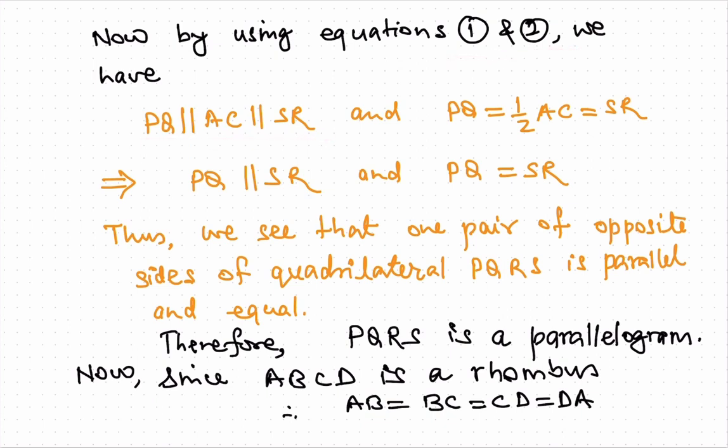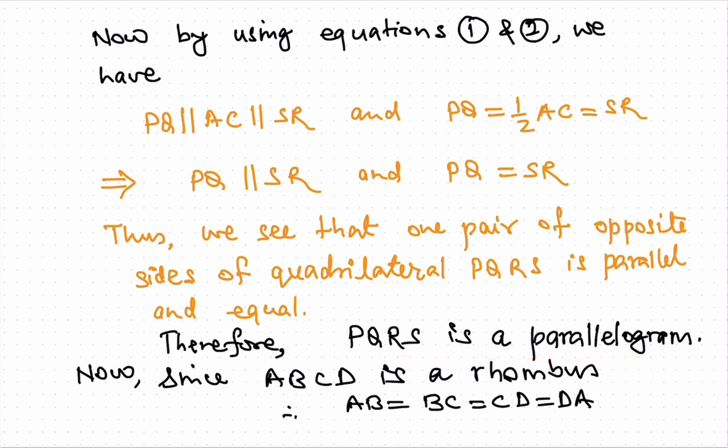PQ is parallel to AC and SR is parallel to AC. Therefore, we have PQ is parallel to SR. Again, since PQ is equal to half AC and SR is equal to half AC, combining the results gives that PQ is equal to SR. Thus, we see that one pair of opposite sides of quadrilateral PQRS is parallel and equal, which is the property of a parallelogram. Thus PQRS becomes a parallelogram.